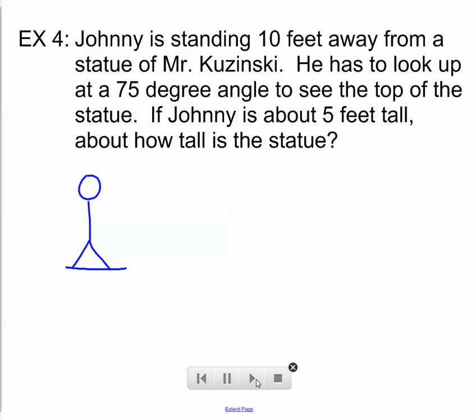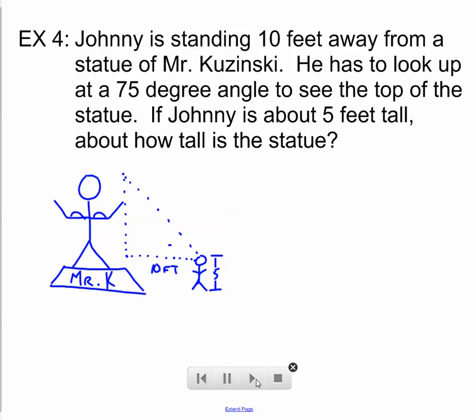So here's our statue of Mr. Kuzinski sitting up on a cement podium there. Obviously got some rippling muscles there. And here's Johnny, and he's about 5 foot tall. Now he's looking straight at the statue, which he's 10 feet away from. We're trying to figure out the height of the statue. That creates a right triangle. Trying to find the height of it.